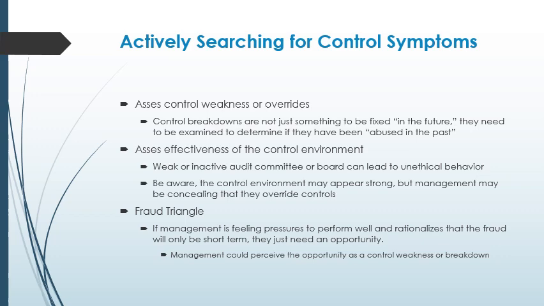And be aware the control environment may still appear strong, but management may be concealing that they override controls. And this is where the fraud triangle comes into play in this chapter. If management is feeling pressure to perform well and rationalizes that the fraud will only be short term, all they need is opportunity. And management could perceive the opportunity as a control weakness or breakdown. And then we have revenue-related frauds on our hands.